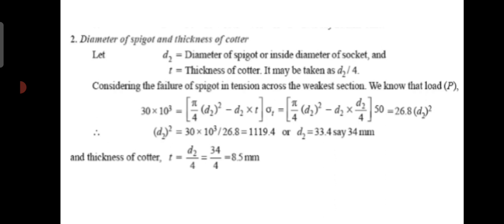Thickness we know, small t equal to d2 by 4. If we substitute the d2 value in this formula, t equal to d2 by 4 means 8.5 millimeter.